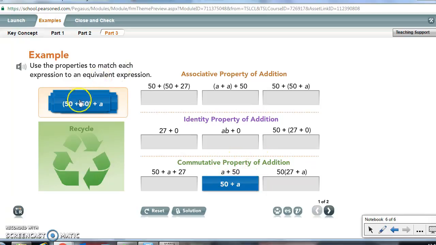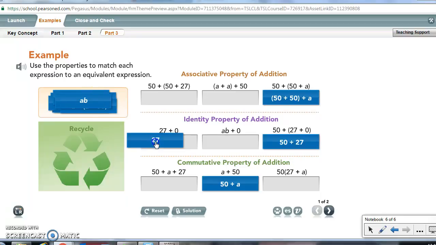I have regrouping these, 50 plus a. Notice how they move the parentheses. I have 50 plus 27. Well, 50 plus 27 is the same as 50 plus 27 plus 0. I have 27, which is the same as 27 plus 0. I have AB, which is the same as AB plus 0.